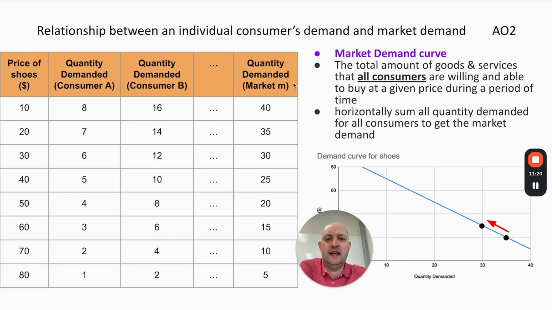And so in order to get the market demand, we then horizontally sum. And what I mean by that is we sum like that. So you can see that at 20, we do 7 plus 14 plus all of the consumers within the economy. And that will then equal 35. And that's how we get the market demand curve here.